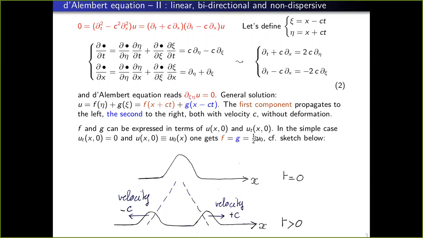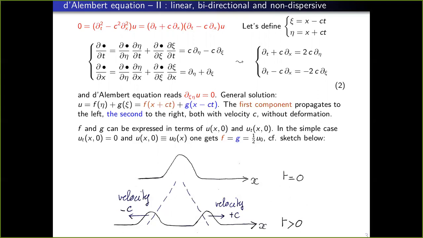And just let's see how it behaves. So you have here the initial u naught of x at t equals 0, and then it splits in two parts of half height. One propagates to the left with velocity minus c, and one to the right with velocity plus c. So we know everything about this D'Alembert equation. For a given initial condition, we can give the solution.